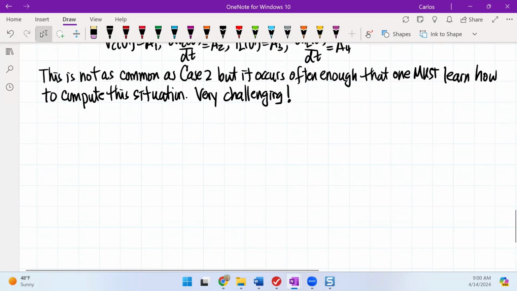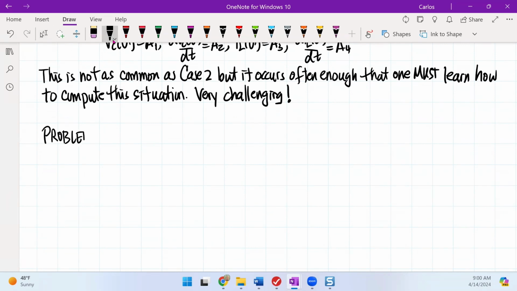Now, let's go look at problem-solving strategies. It is difficult to actually go through step by step because each circuit is so unique. So this is sort of like a rule of thumb of what to do.